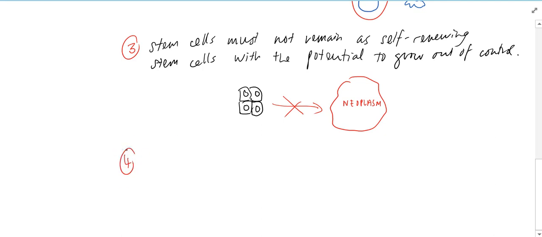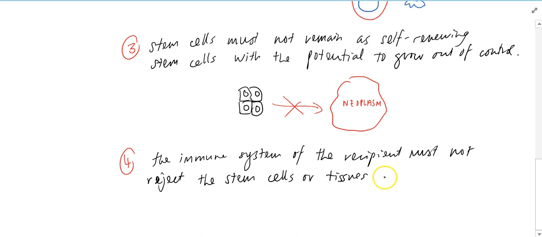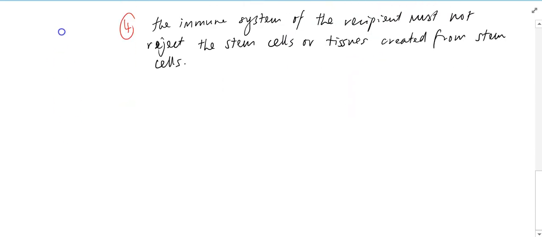Now the fourth challenge is that the immune system of the recipient must not reject the stem cells or tissues created from stem cells. So these are the four challenges that must be met in order for stem cell therapy to be successful.